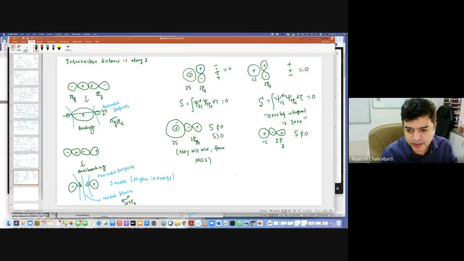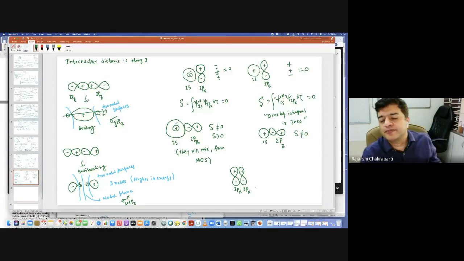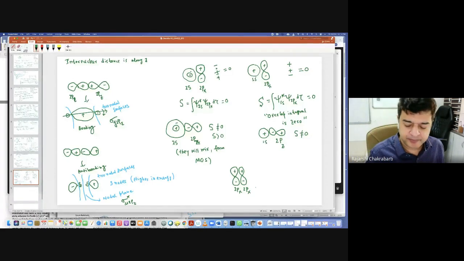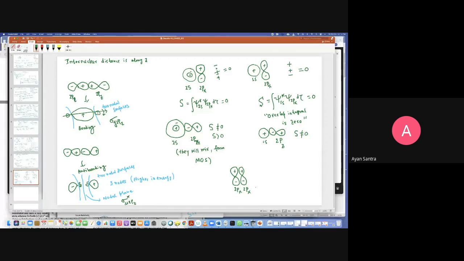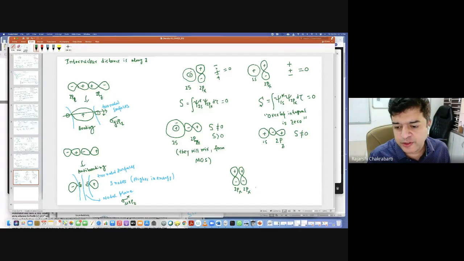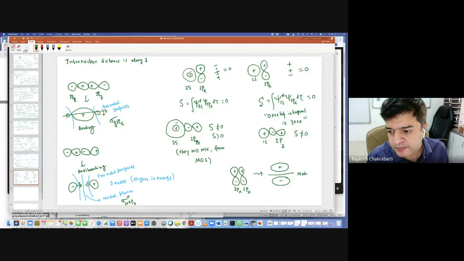Now, what about this combination? 2px on one lithium, 2px on the other lithium. What will happen? Sidewise overlap, okay. In this case, you will see this overlap is not as efficient as head-on, but still it will overlap and form an MO like this. And you have one nodal plane, no? But you can also have a combination like this.